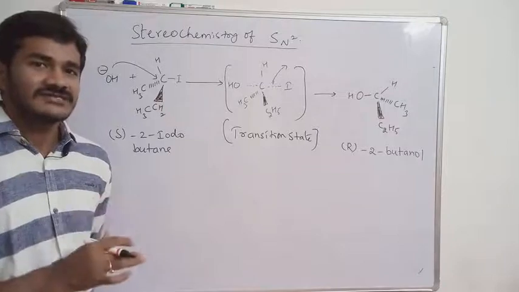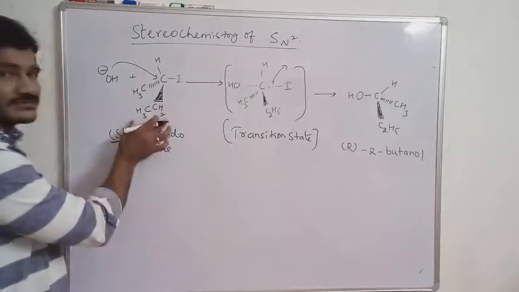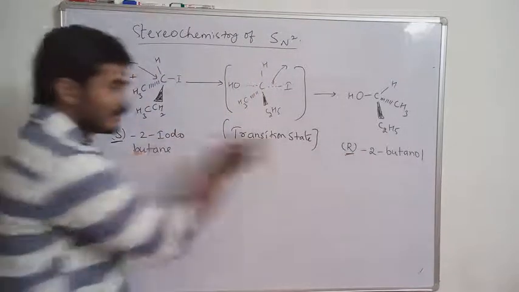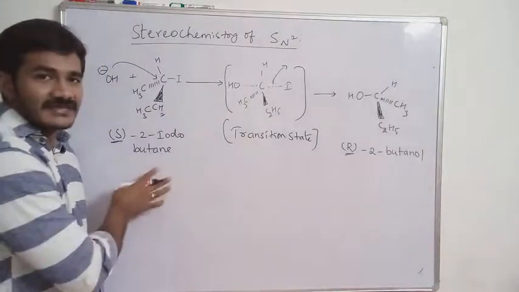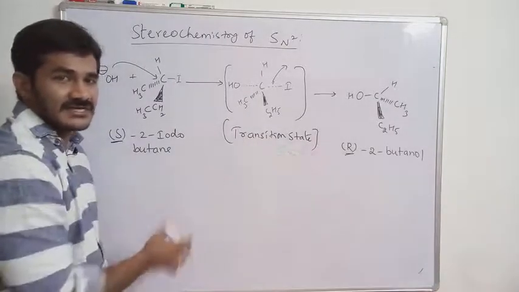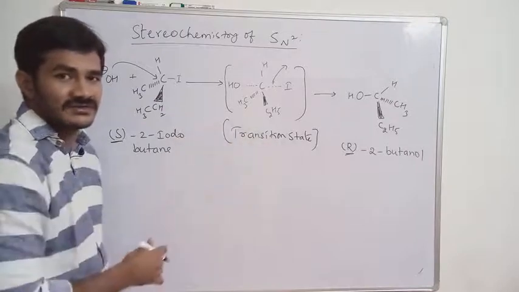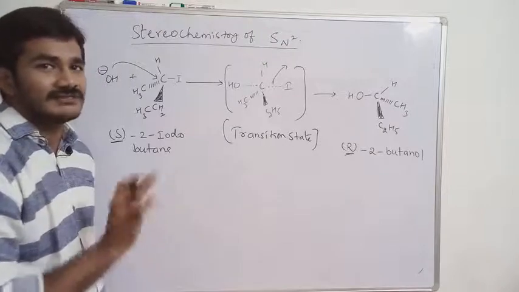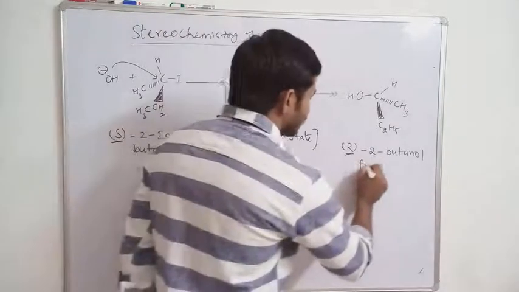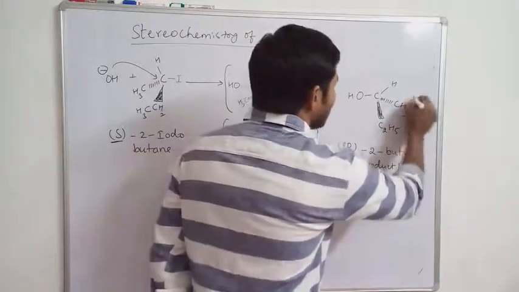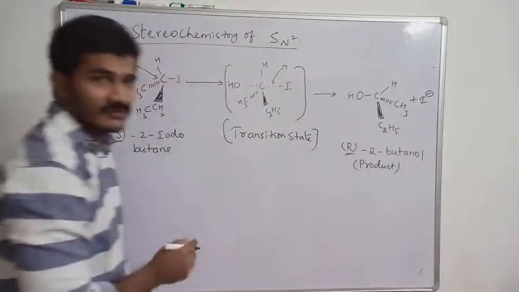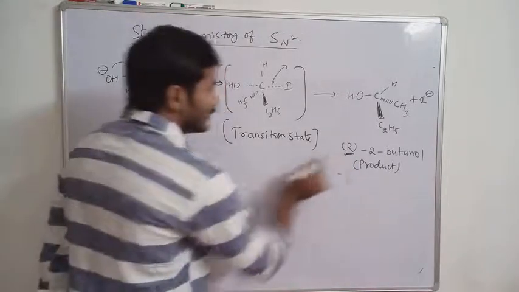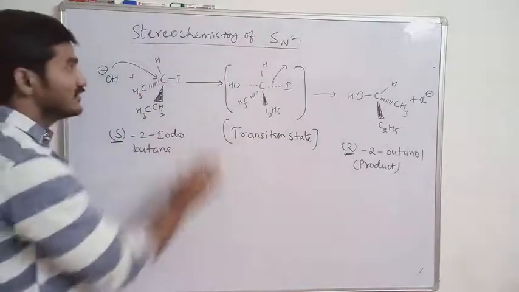What do we mean by inversion of configuration? If the substrate is S configuration, the product is R configuration. If the substrate is R configuration, the product is S configuration. If the reactant is cis, the product is trans. If the reactant is trans, the product is cis. Completely opposite configuration. That type of process is said to be Walden inversion. So this is our product, and the leaving group is iodide. Here the S configuration has been converted into R configuration. This is what I am telling you in the stereochemistry.